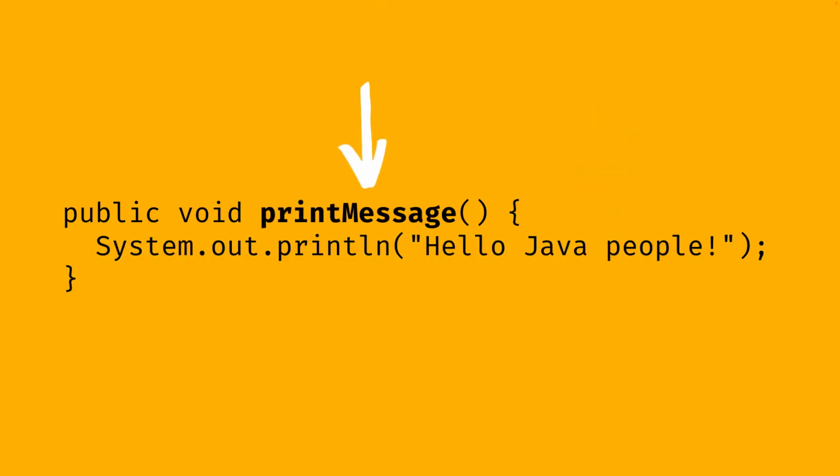The word printMessage is the name of the method. This is what we need when we're going to call the method. The last part is two parentheses. If the method requires input parameters, that will be specified here. And that's actually exactly what we'll discuss next.